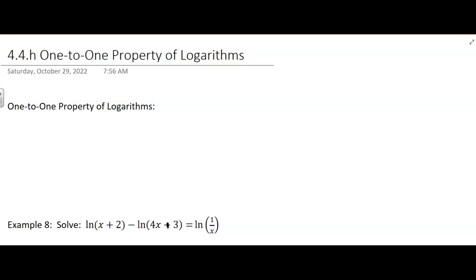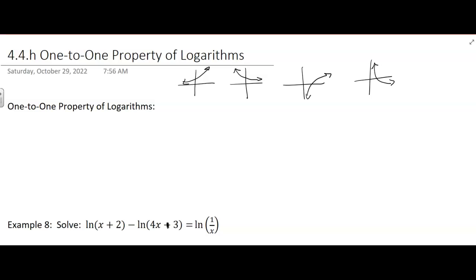Okay, so one thing I forgot to mention is that your exponential functions, if you graph them, can look like this if the base is greater than 1, or like this if the base is between 0 and 1. And your logarithmic functions look like this if the base is greater than 1, and like this if it's between 0 and 1.